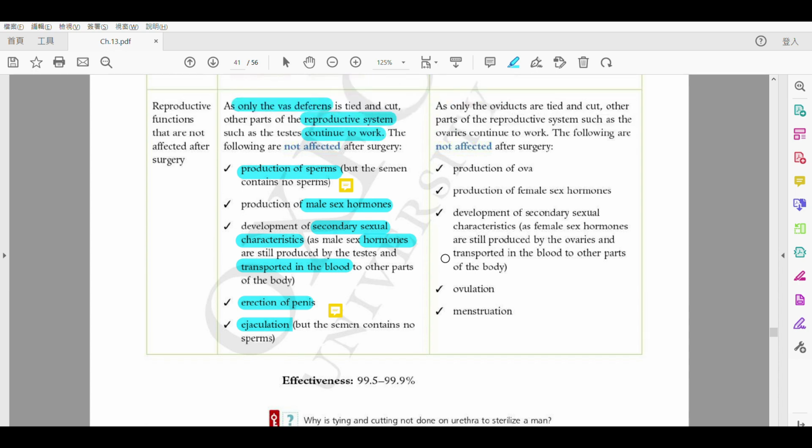Okay? Oviduct 都係 very similar 嘅，咁 the other parts of the reproductive system 啦 also continue to work 啦，然後啦 what will happen 你仍然都會 you will also produce ova, you will also have female sex hormone. Since you have female sex hormone, you will also have secondary sexual characteristics and menstruation. Okay? The last thing is that you will also have ovulation.